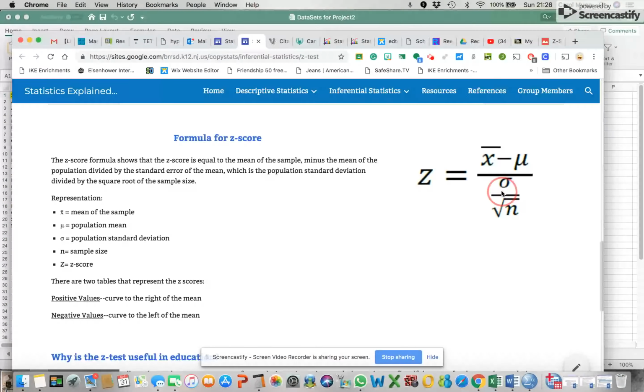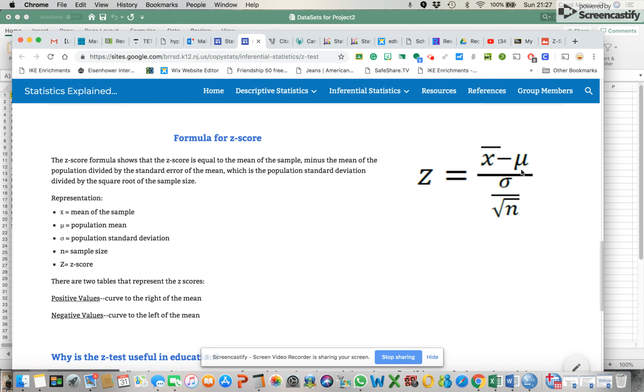This is the formula right over here on the right-hand side for the Z-score. As you can see, there are a whole bunch of representations, and some of those representations or symbols are defined on the left-hand side. So the X-bar mean is the mean of the sample. Okay, then the mu is the population mean. Sigma is the population standard deviation. N is the sample size, and Z is the Z-score.